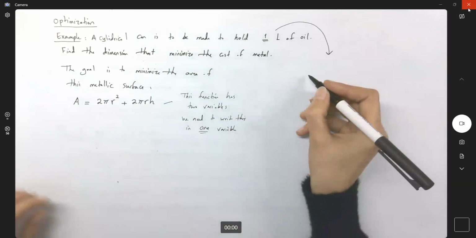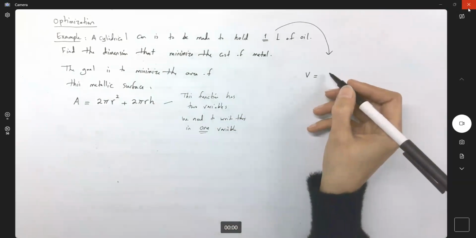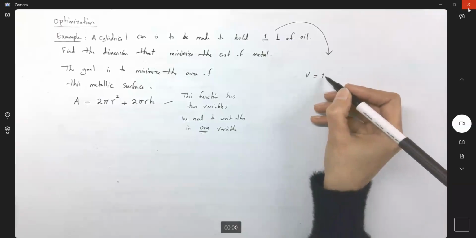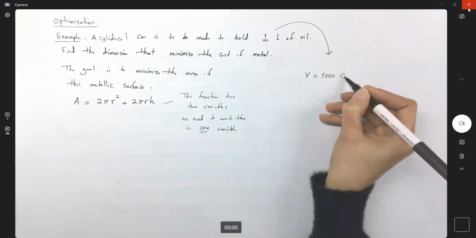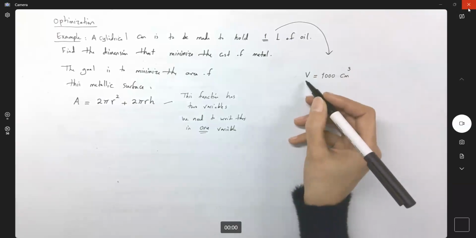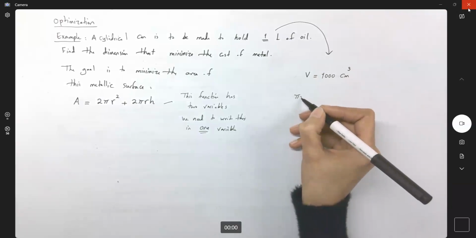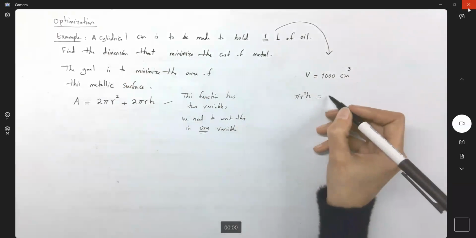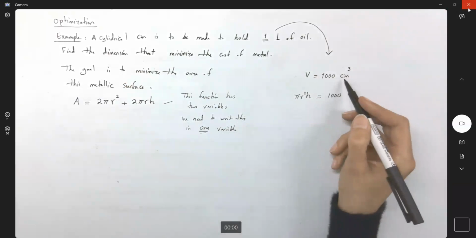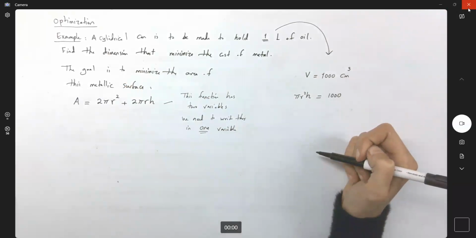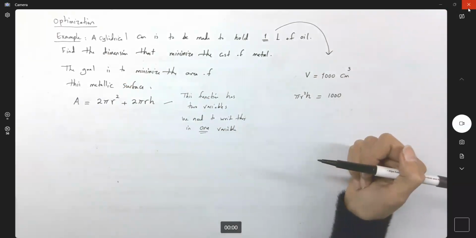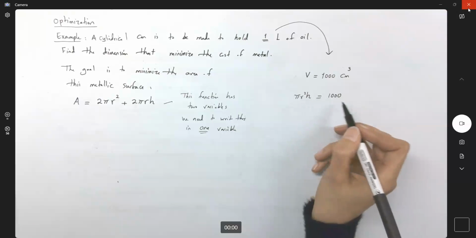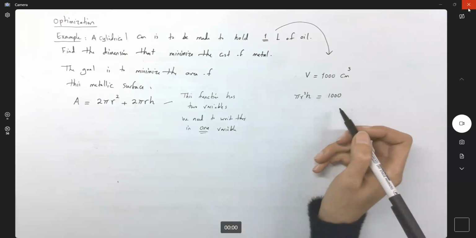From this part of the question, the volume is 1 liter, you can convert that into cubic centimeters. And the definition of the volume is pi r squared h for a cylinder. So pi r squared h is 1,000 cubic centimeters. Very good. So what's the meaning of that? It means that you can write h in terms of r or r in terms of h, whichever is easier to work with.